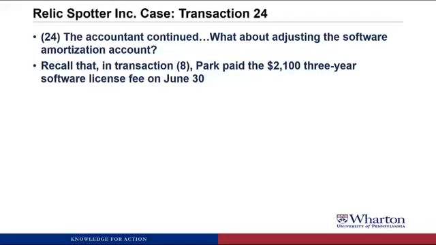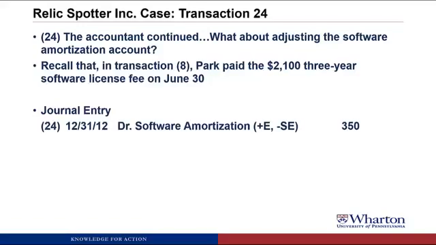Let's try this again. Transaction 24. The accountant continued. What about adjusting the software amortization account? Recall that in transaction number 8, Park paid the $2,100 3-year software license fee on June 30th. Because software is an intangible asset, we're going to use the term amortization instead of depreciation. So we're going to debit software amortization expense for $350. And then because it's amortization, I'm going to credit the software account directly to recognize the amortization.